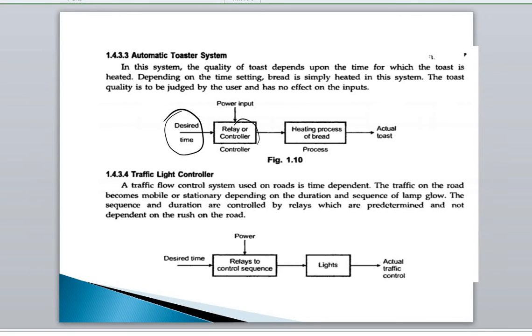There is no such device, so it is an open loop control system. Similarly, traffic light controller. A traffic flow control system used on roads is also time dependent. As you can see, when we are moving in traffic, the red light, the green light and the yellow lights change depending on the timing they are set.